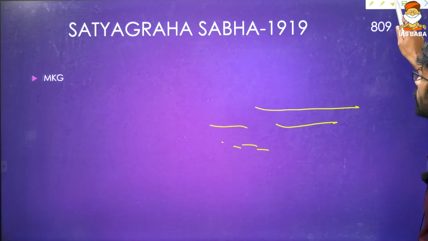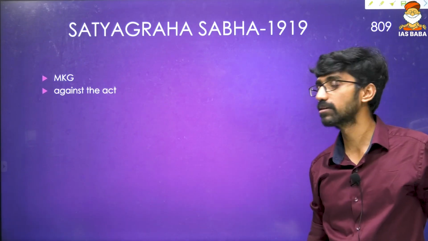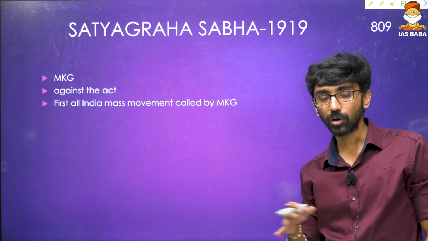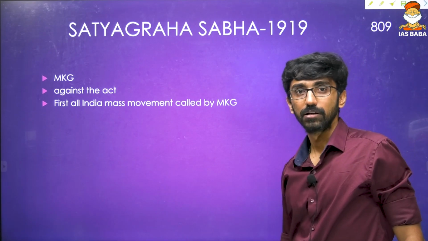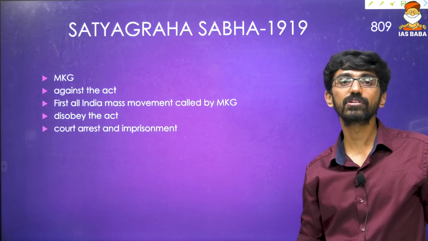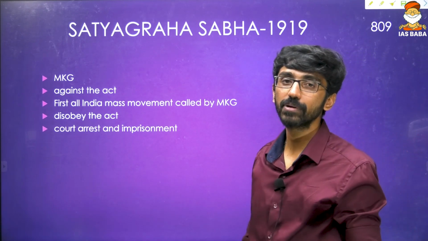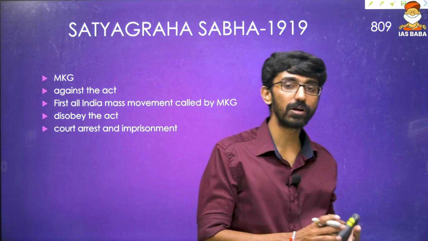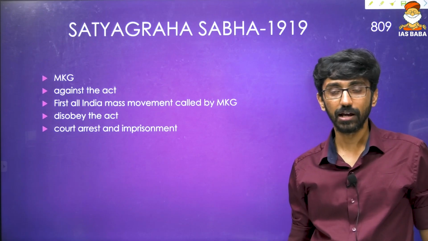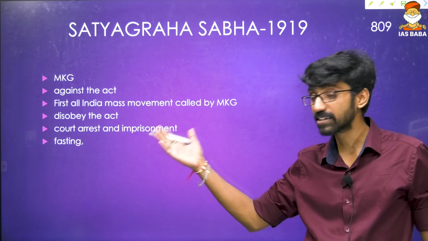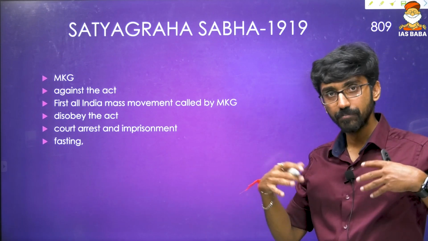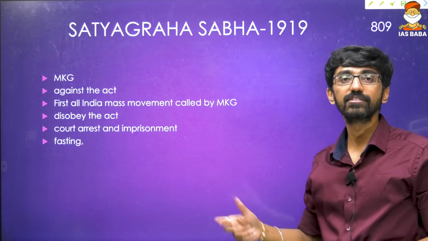Then Mahatma Gandhi launched the Satyagraha Sabha in 1919 against this particular act. It was the first All India mass movement called by Mahatma Gandhiji. The earlier local level movements were Champaran, Kheda, and Ahmedabad. How to disobey the act? By courting arrest and imprisonment. The act talks about imprisoning and arresting people, but instead of waiting for the police to do that, you yourself go to the police station and court your arrest. It's a novel method of protest. And fasting also: he asked common people to protest against the Britishers while staying at home, just fasting against this particular act.